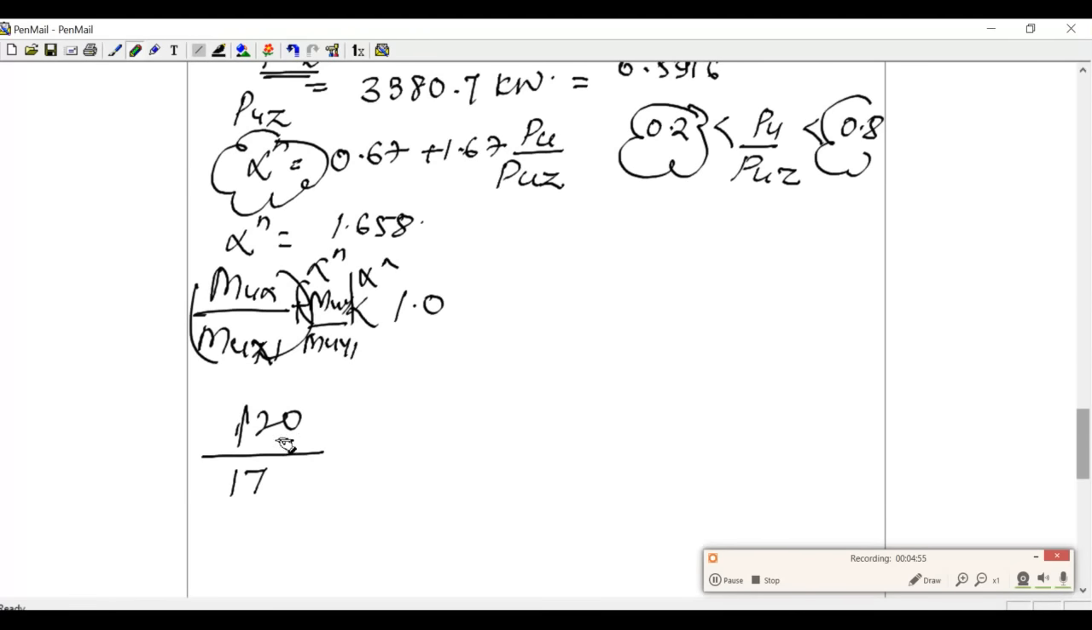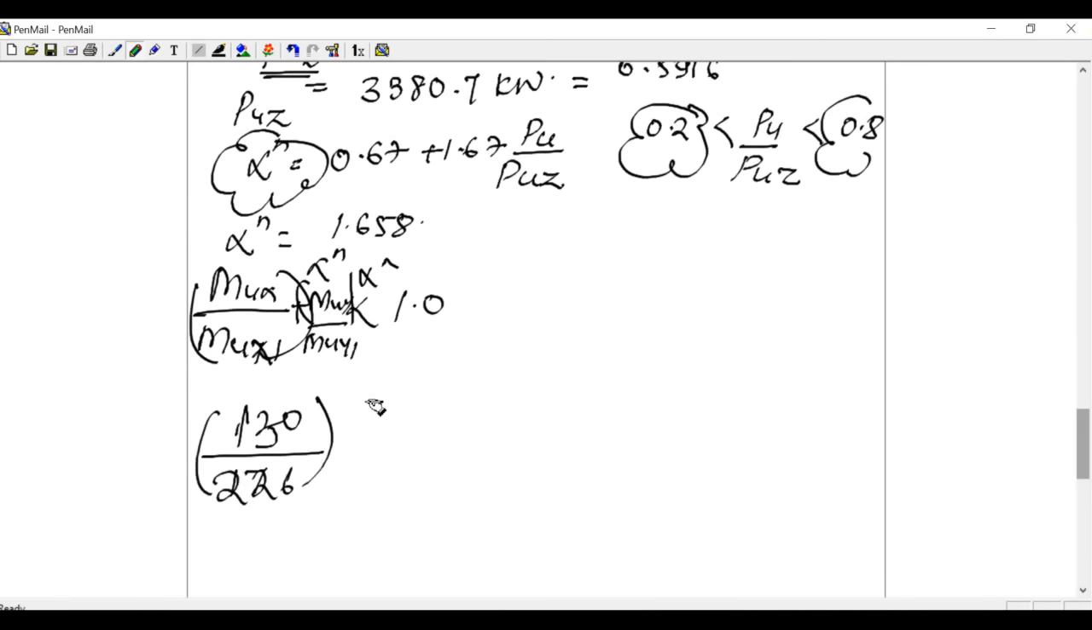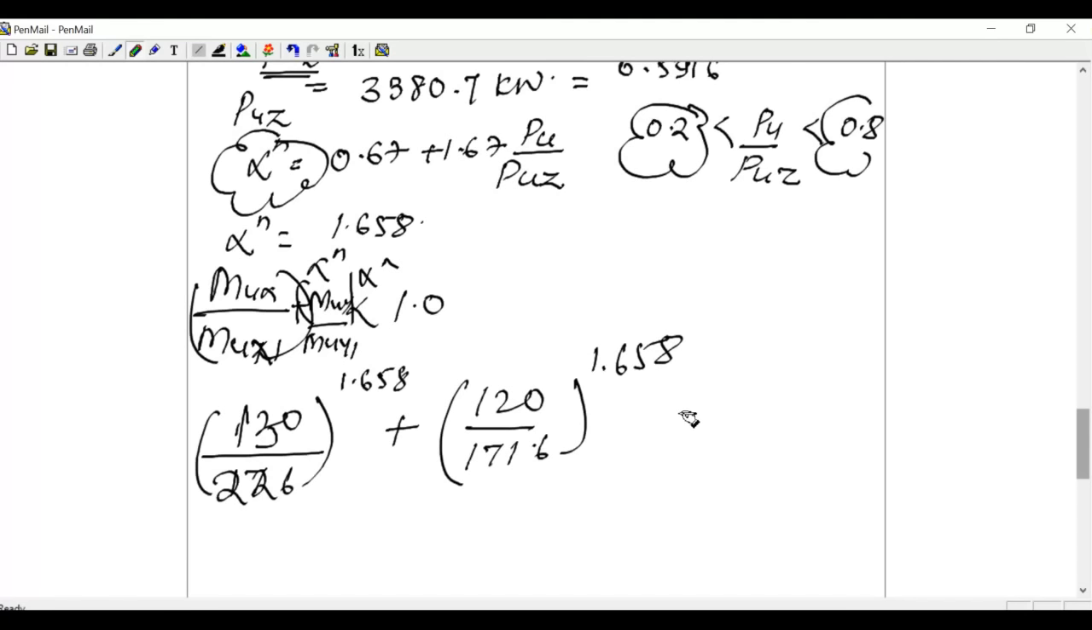So for x we have 130 by 226, where alpha is 1.658, plus for Muy, 120 by 170, raised to 1.658. So the summation should be less than 1. So it is coming around 0.9521, which is less than 1.